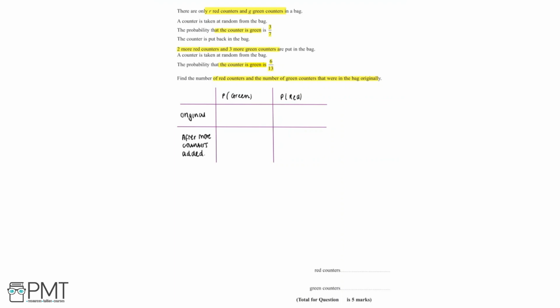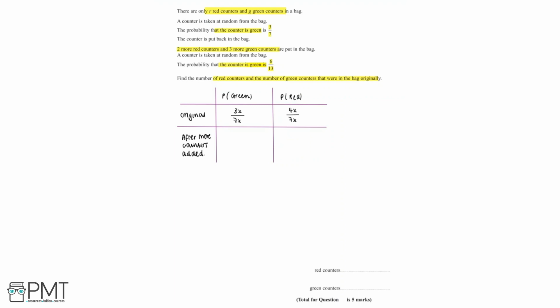Well, now we're told that originally the probability that the counter is green is 3 out of 7. And so we can say that this probability is equal to 3x over 7x, because 3 out of 7 may be a simplified fraction, and so including the 3x over 7x helps us to find how many green counters there were in the bag. Now if the probability of picking a green counter is 3x out of 7x, the probability of picking a red counter would be 7x minus 3x out of 7x, and so the probability of picking a red counter originally is 4x out of 7x.